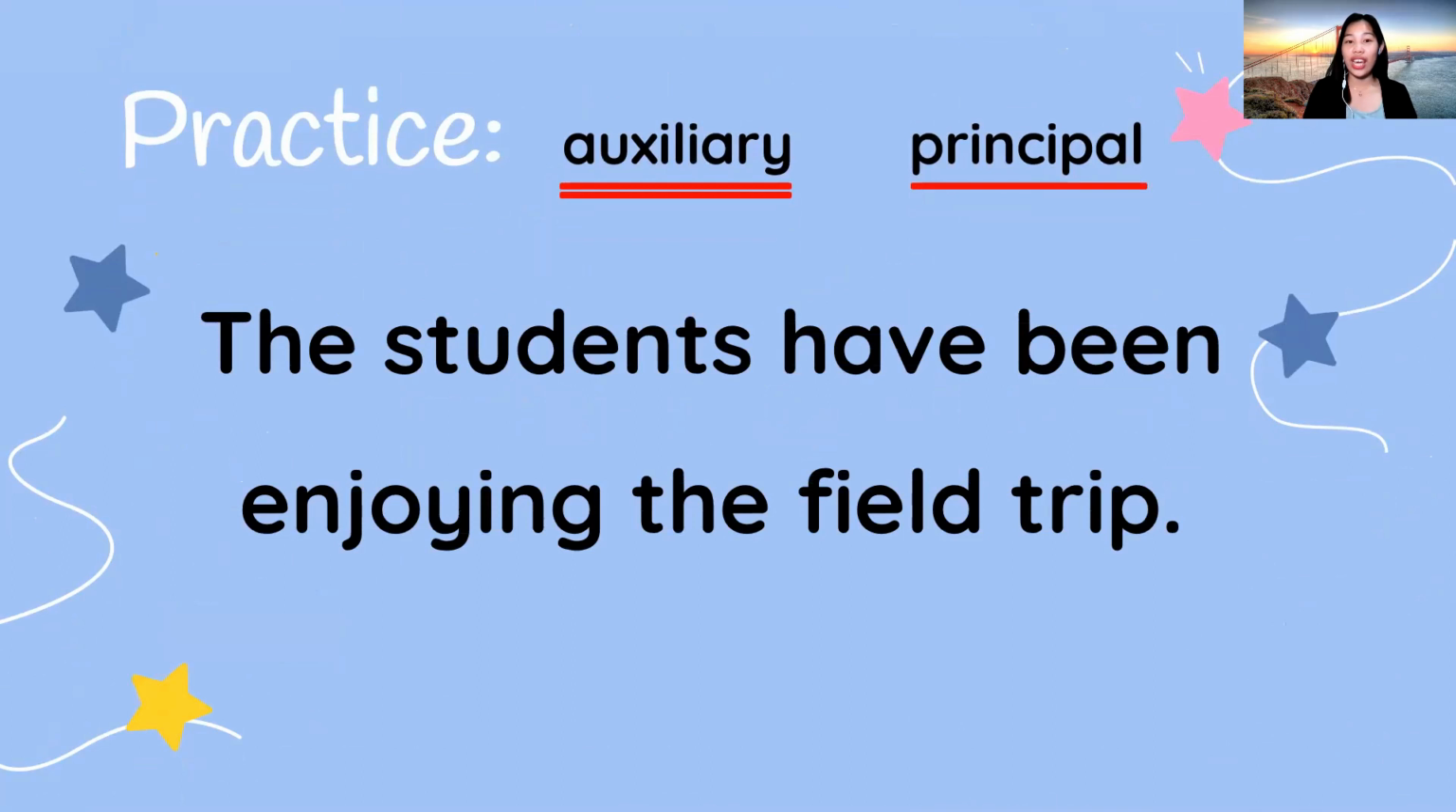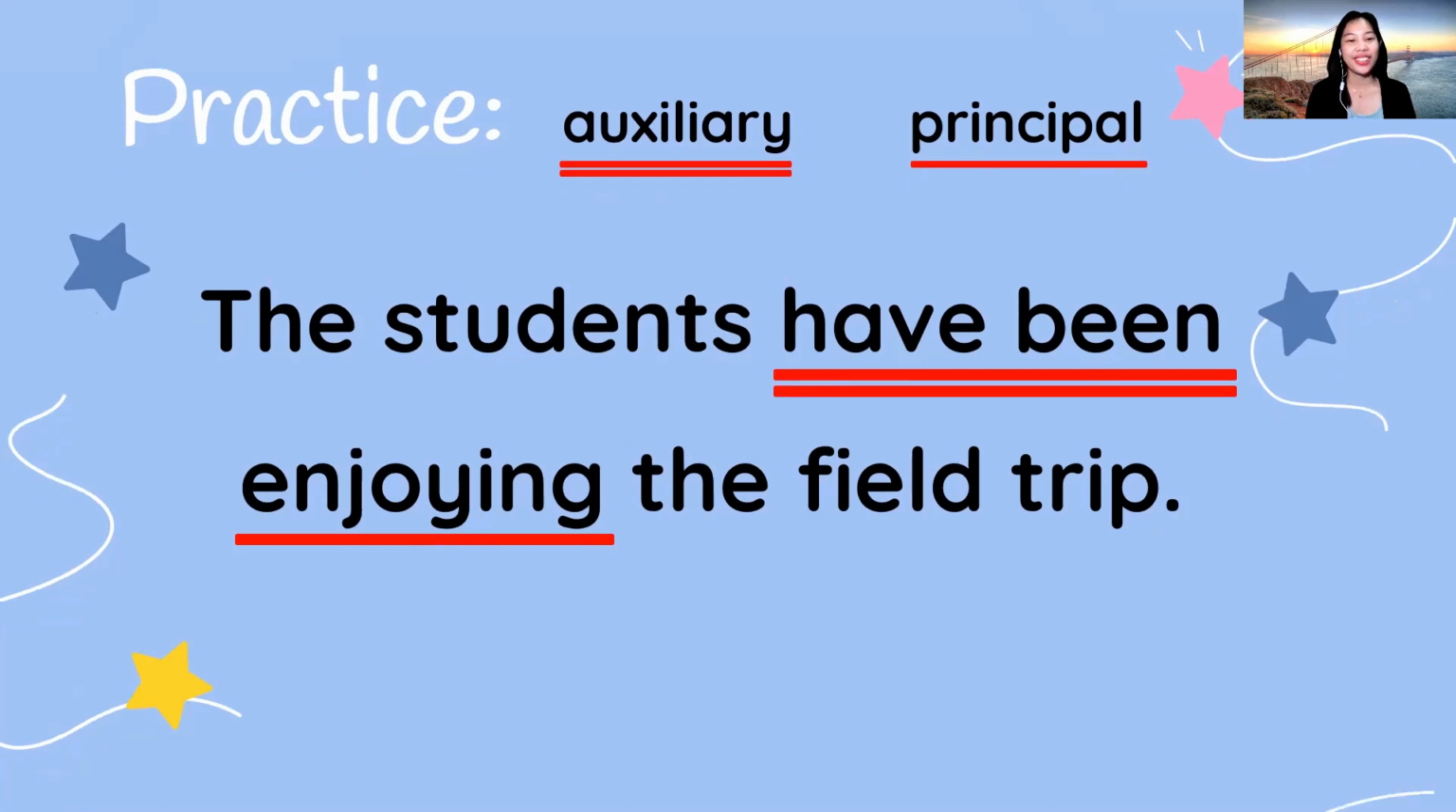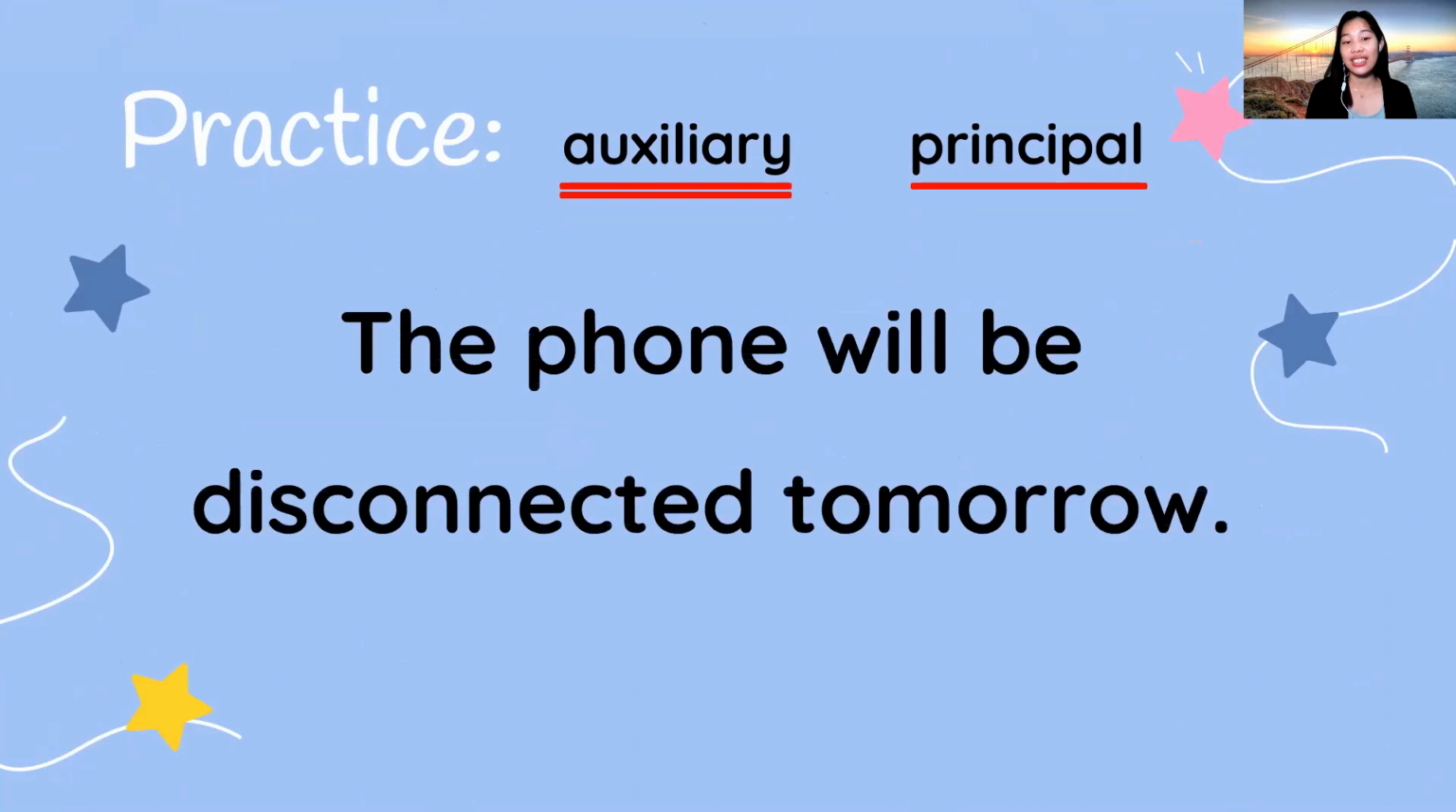Thank you. So which is the verb phrase? Have been enjoying. Very good. So which in have been enjoying is the auxiliary verb? Exactly. Have been. And our principal verb here is enjoying. It is the main verb. Next sentence. Read.